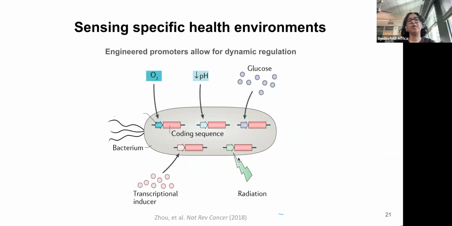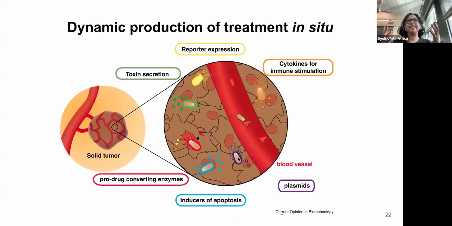And I wanted to give you some ideas of what kinds of things you can sense. So you can sense oxygen conditions, pH, glucose, radiation, and some health-specific environments are actually specific to these molecules. Like, for example, cancer environments are often hypoxic and have low pH. And so if you have promoters that can actually sense this, then you can respond to the environment and produce different molecules of interest. And so what kinds of things can we respond with, and what kinds of things can we make?